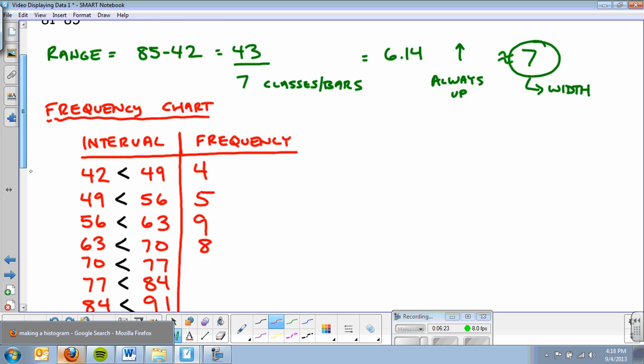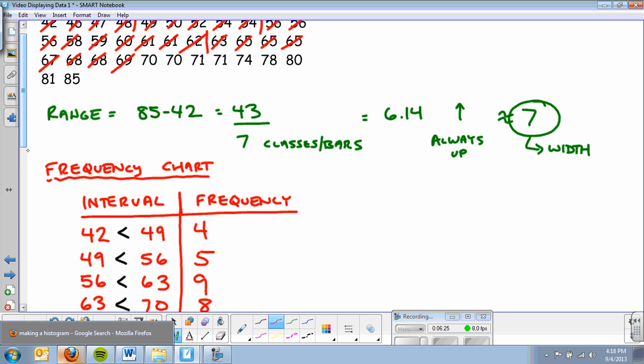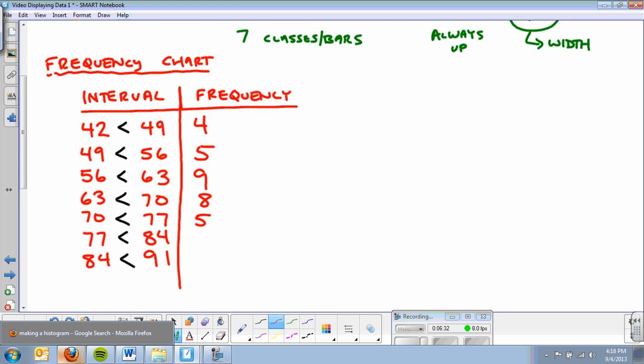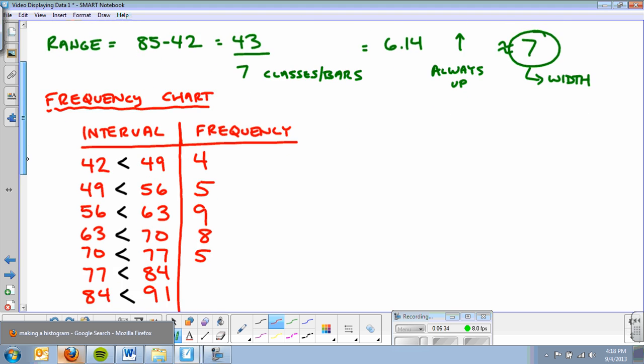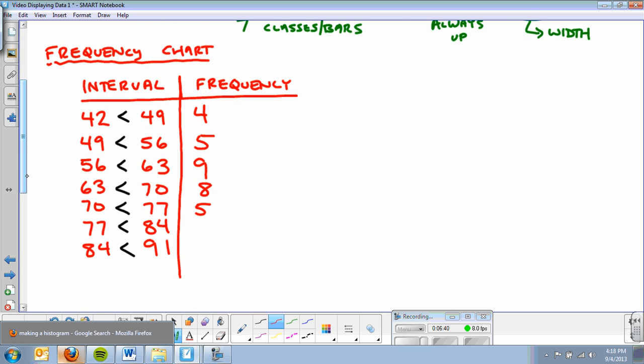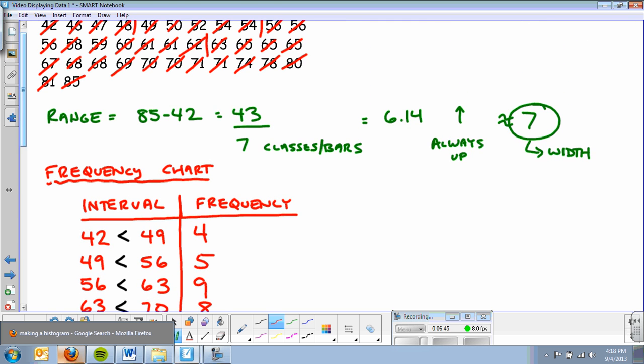All right, 70 to 77, but not including 77. 1, 2, 3, 4, 5. 77 to 84, but not including 84. 1, 2, 3. And then there was one number that was above.